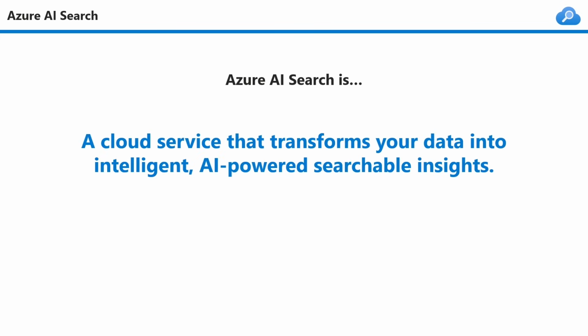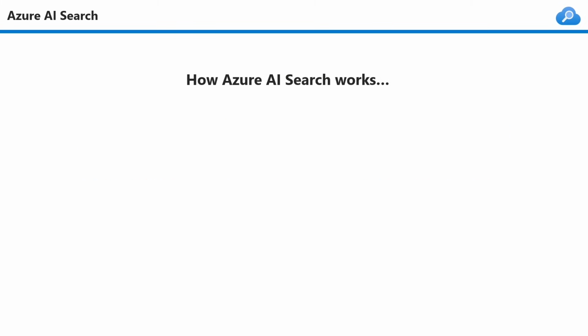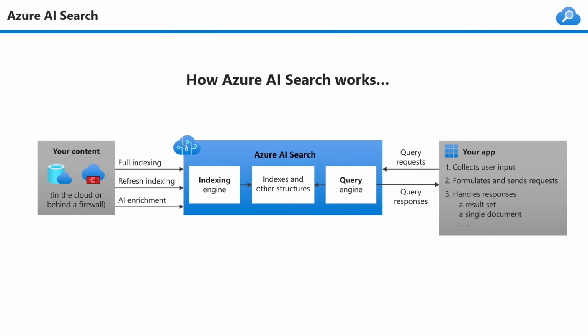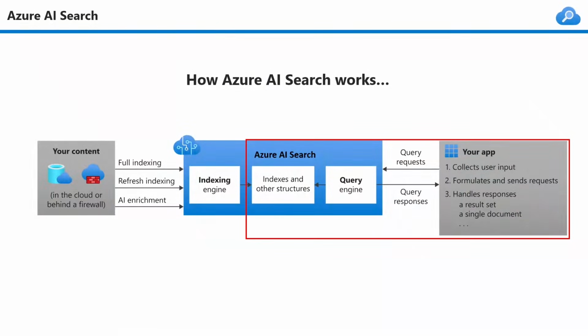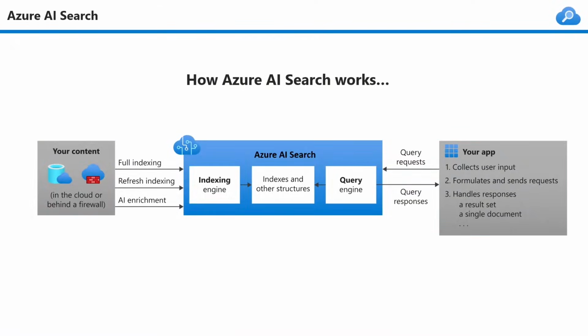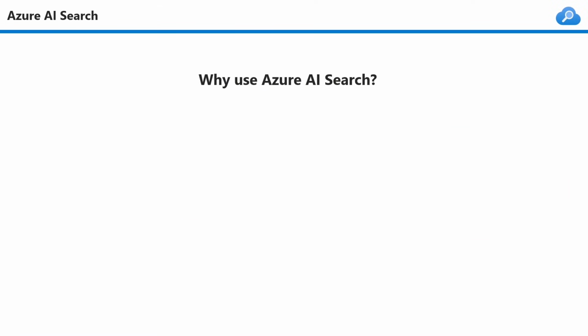Azure AI Search is a cloud service that transforms your data into intelligent, AI-powered searchable insights. Azure AI Search is made up of two primary components, its indexing engine and its query engine. You start by having content that is either structured or unstructured. This content is used to create a search index where data is mapped directly or transformed with AI based on your search requirements. Then you can search an index with different types of queries, from simple keyword lookups to complex AI-assisted queries.